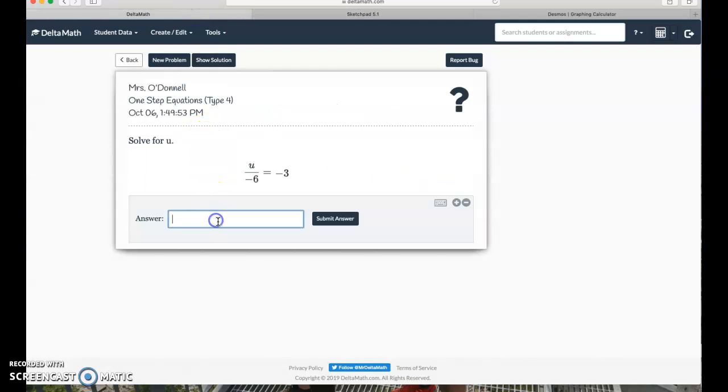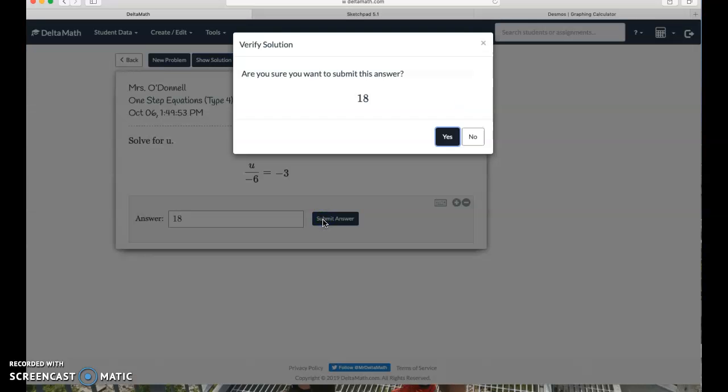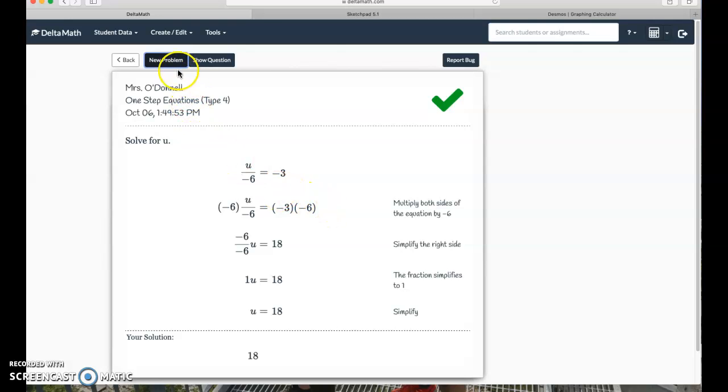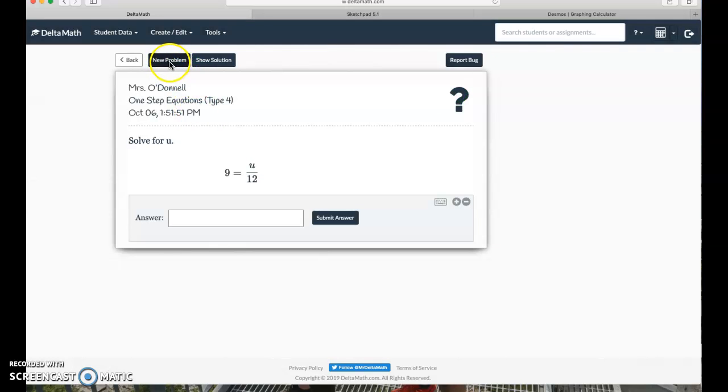Okay, come back over here, type in my 18, submit, submit. All right, Delta Math likes it. Let's see if they give us any other kinds of problems here. Nope, it looks like there's still all that dividing, one-step dividing problems. Okay, so same process for all of your one-step division problems.